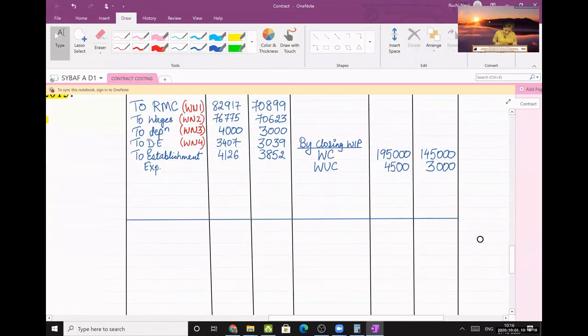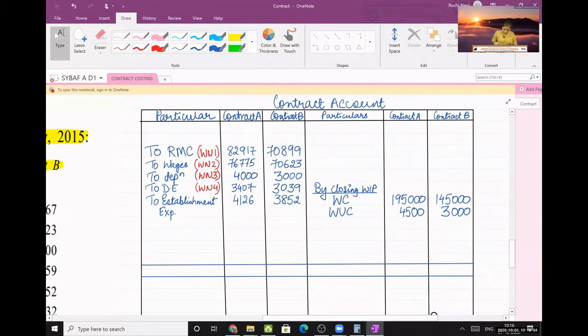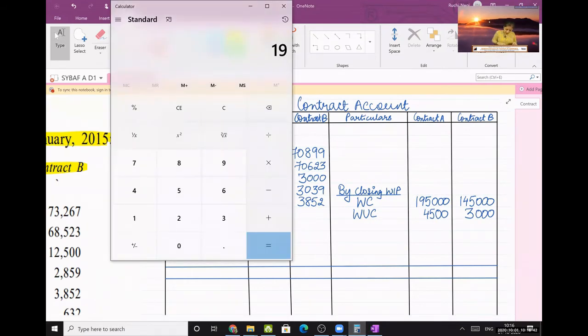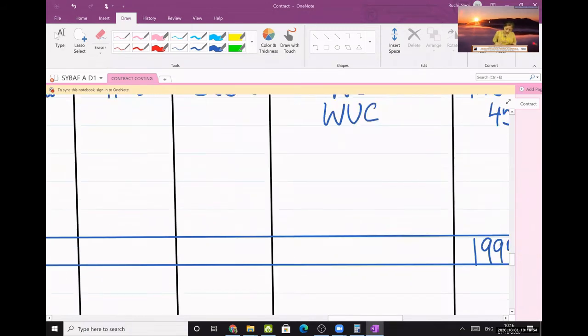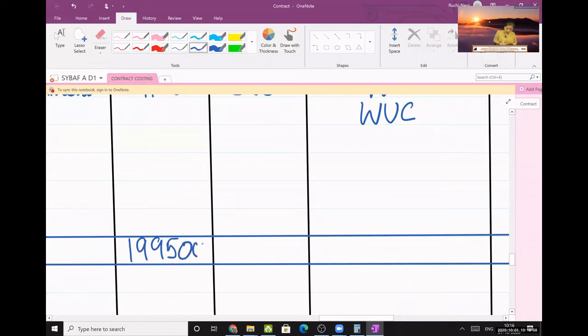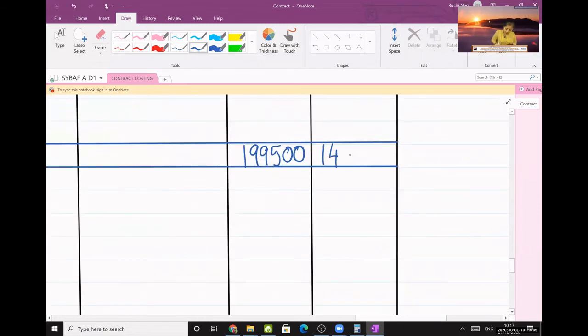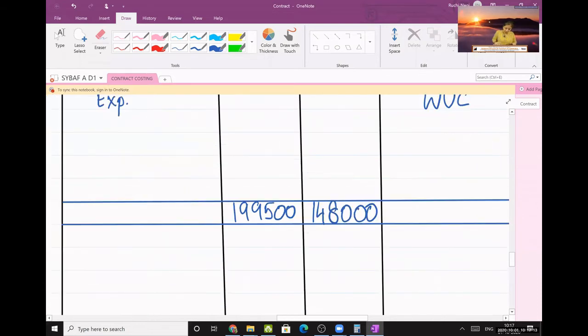See how I am closing. Yes, in between, close it, leave a little space below. Start. 1,95,000 plus 4,500 is how much? 1,99,500. So right here, 1,99,500. Okay, 1,99,500. Next, 1,48,000. Yes, 1,48,000 and 1,48,000. Okay, now close the debit side.